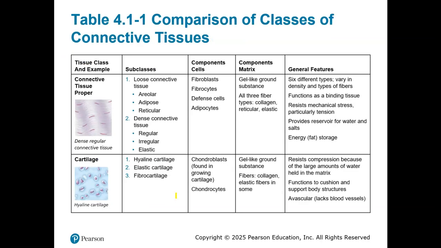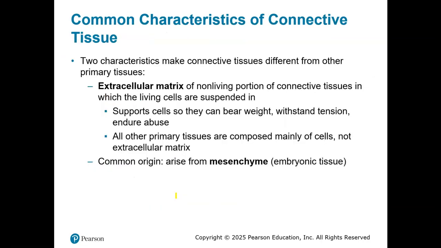Okay, so before we go into that, here is what makes connective tissue different from epithelial and muscle tissue and nervous tissue. Connective tissue does have cells, but the cells are surrounded by extracellular matrix. This is the non-living portion of the tissue. And the extracellular matrix is composed of ground tissue and protein fibers.